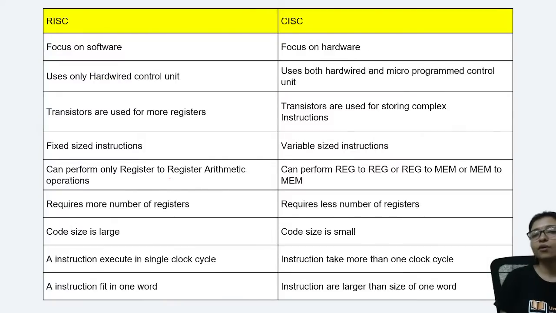Now you can tell me, is our computer CISC or RISC? Now you can tell me that. RISC requires more registers, CISC requires fewer registers. Code size is large in RISC, while in CISC the required code size is small. In RISC, instructions execute in a single cycle, and CISC instructions take more than one clock cycle. In RISC, instructions fit in one word, so the size is reduced, while CISC instructions are larger than one word.